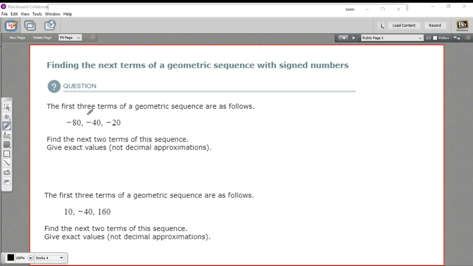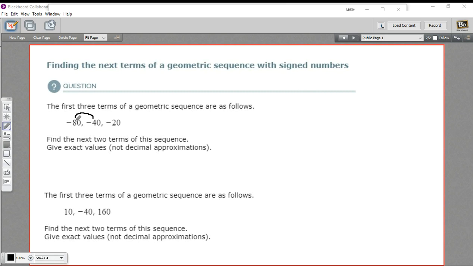In these problems, we're dealing with some more sequences. This time, they're geometric sequences. When we dealt with arithmetic sequences before, we noticed that between the numbers, there was always the same thing added or subtracted to get the next term in the sequence.